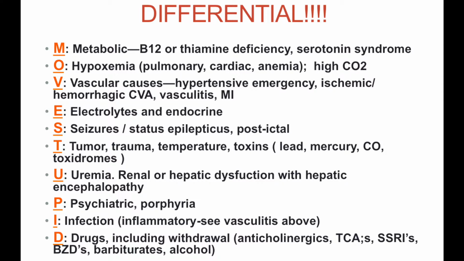Lastly, D is for drugs, and this includes withdrawals, and you have anticholinergics, tricyclic antidepressants, SSRIs, which we've gone into, benzodiazepines such as Ativan and Xanax, barbiturates, alcohol, obviously opiates and heroin. There's a lot of different things that can cause altered mental status, and it's a good mnemonic device to kind of sum up what it is.